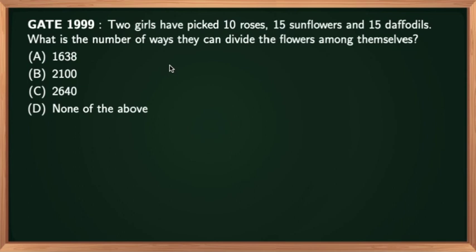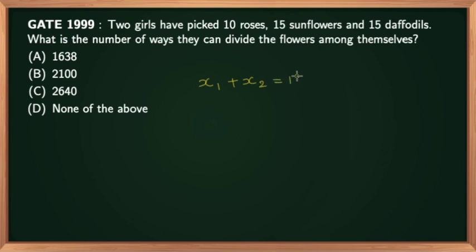Now this is a GATE problem, GATE 1999 question. Two girls have picked 10 roses, 15 sunflowers and 15 daffodils. What is the number of ways they can divide the flowers among themselves? So this is exactly similar to the problem we have done just before. I am considering the first girl as H1 and the second girl as H2.